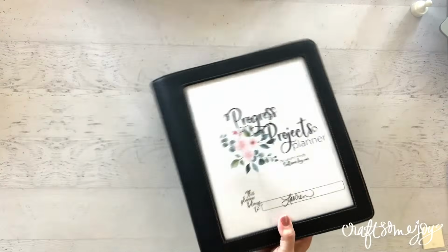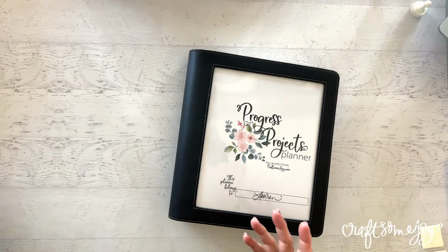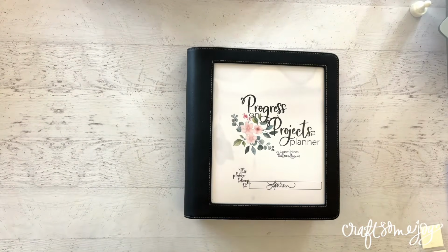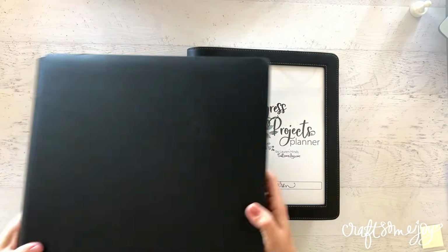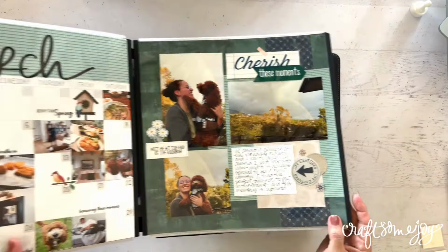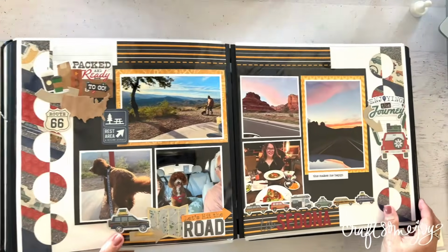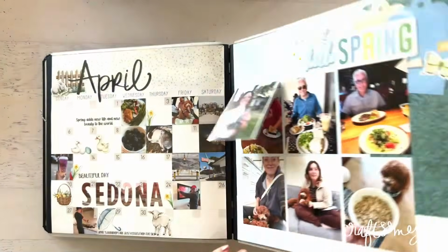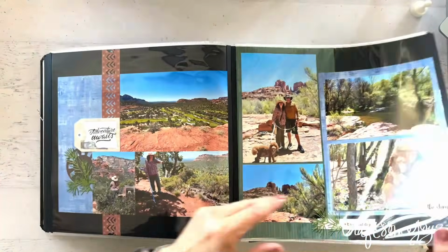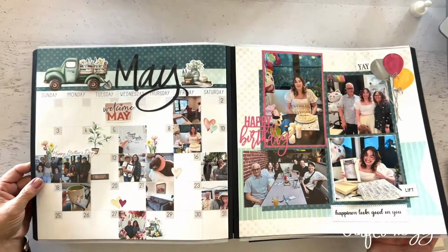Okay, so let's take a look at how we get ourselves organized, because one of the biggest things I love to do is jump from project to project. At the moment, if you are in my monthly meetup, you know that I'm currently working on my 2025 album, and we are up to date. Hopefully my monthly meetup gals are up to date. We just finished May's layouts, and this is one more page. This is May in 2025.